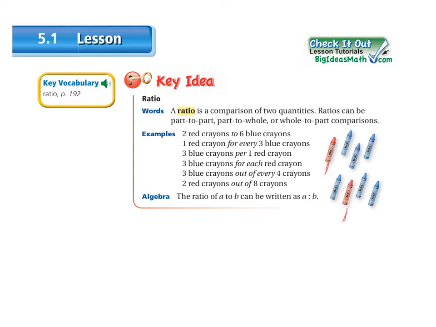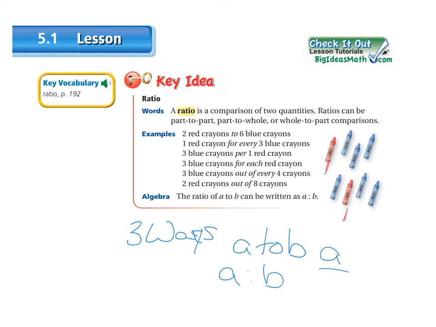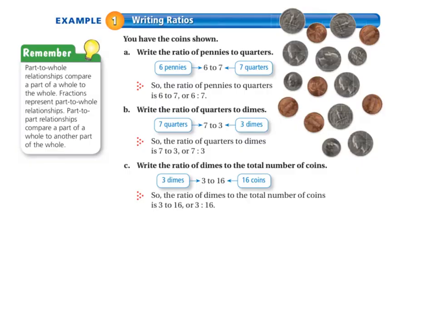The ratio of A to B can be written as A colon B. There's actually 3 different ways we can write the ratios. The 3 ways look like this. We have A to B, we have A colon B, and we have A over B. Those are all 3 ways that you can write a ratio. And again, you just really have to read what the problem is asking. So I'm just copying what the book has for examples here, and I'm going to talk through them with you. Again, we just have to read what the problem is asking and basically count up what's there.